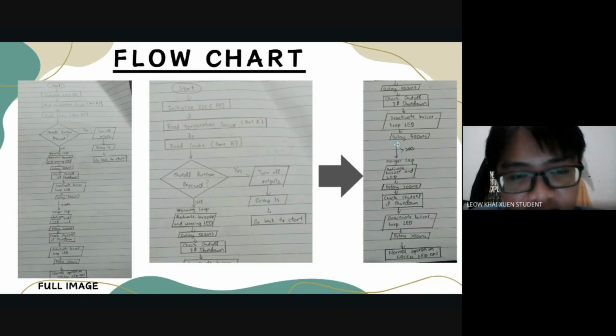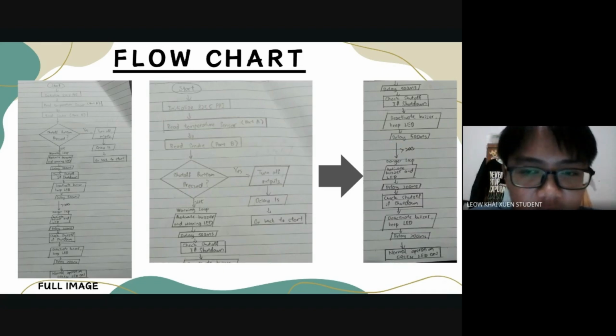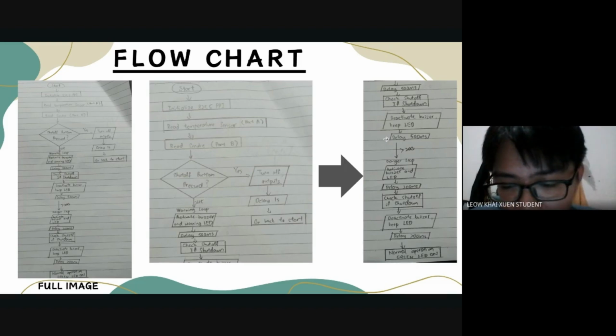So when it's yes, then you will turn off all the output, which is to set the accumulator. You will load 00H into the accumulator, and you will give a delay of 1 second because you want to give reaction time to the machines, and you will go back to the starting point, which is our main program. The next thing is that we will go to the warning loop.